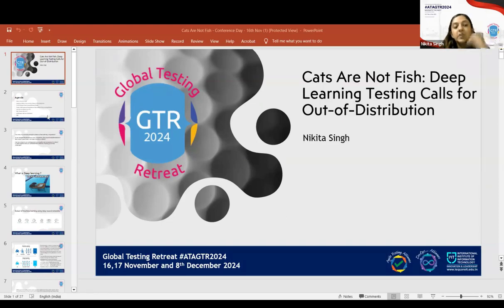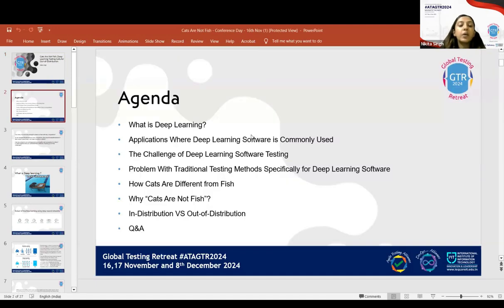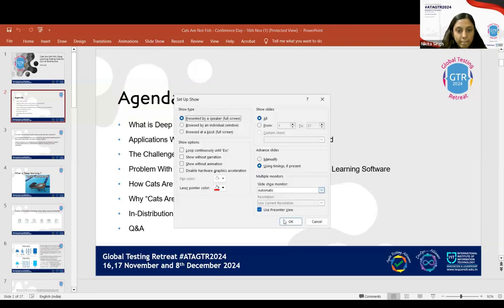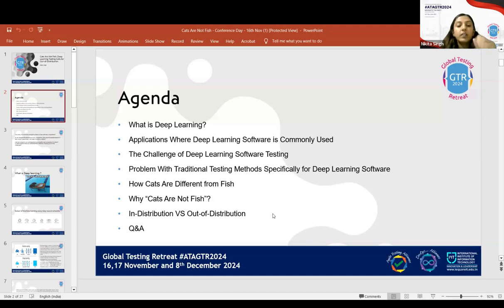Moving ahead, I'm going to break down how I'm going to conduct this session. Okay, let me share a slideshow first. Anyway, firstly, let's talk about deep learning. I hope most people are already aware of deep learning. We'll talk about deep learning, then the applications commonly used in deep learning, then the challenges of deep learning software testing that we are facing, then the traditional methods of testing a deep learning software, then how cats are different from fishes and why the term cats are not fishes is being used here, and then in-distribution versus out-of-distribution. Then we will opt for a QA round.